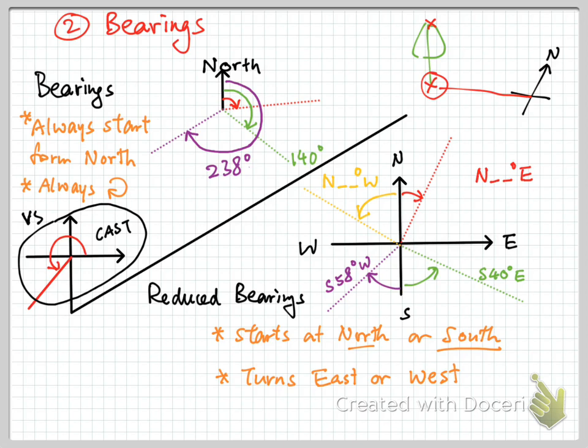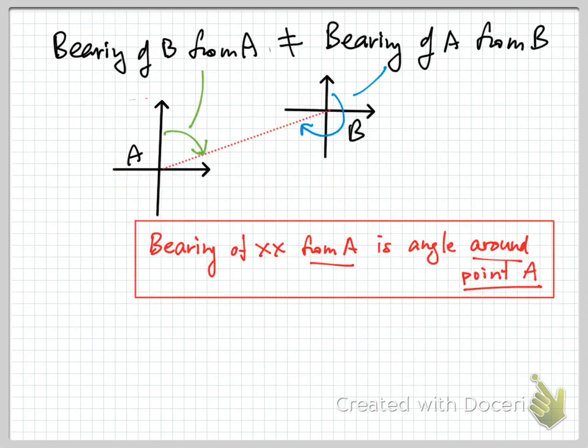For example, for all the angles in red, that will be north certain degrees east. For all the angles in this quadrant, that will be south certain degrees east, and so on. So like I mentioned here, it starts at north or south and it turns east or west. So this is reduced bearing. The number is always between 0 and 90. You will not have an angle greater than 90. So these are the basic ideas of the bearings.